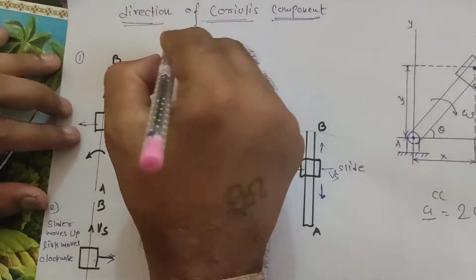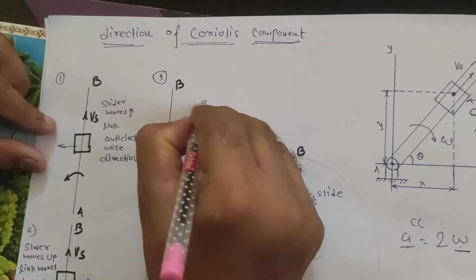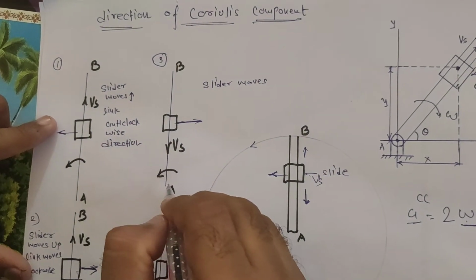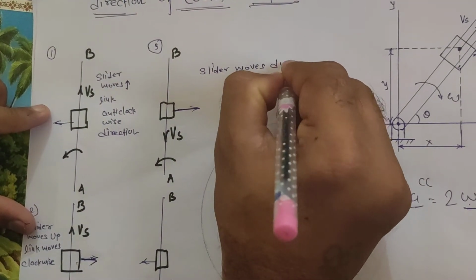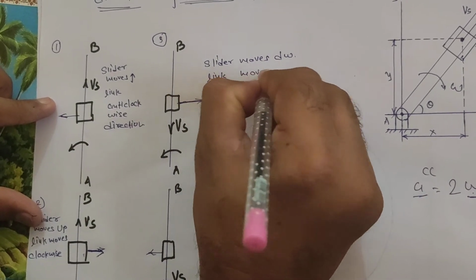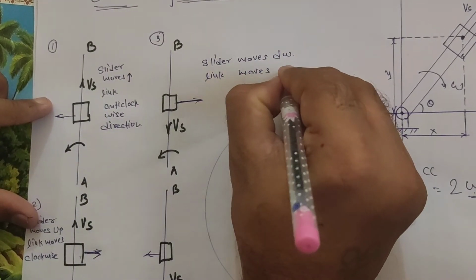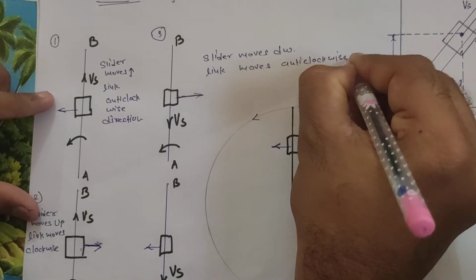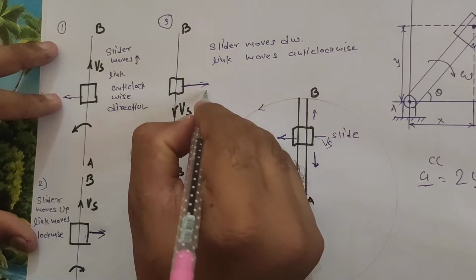Another case, case number 3: the slider moves in the downward direction, and the link moves in an anti-clockwise direction. So at that time the direction of the acceleration component may be in this one.